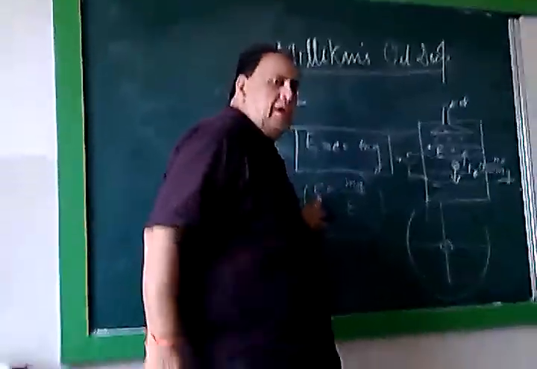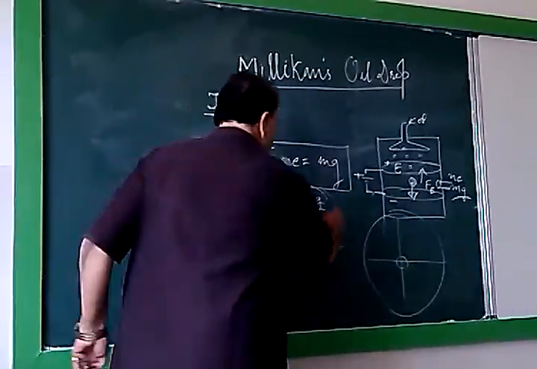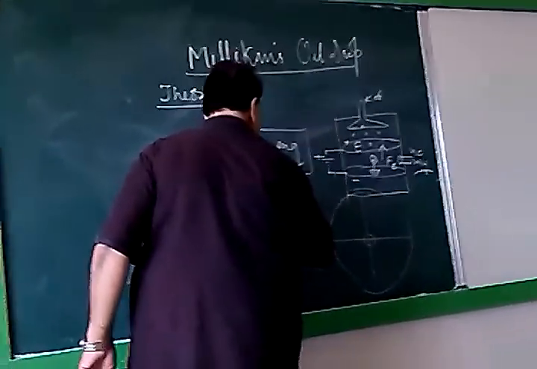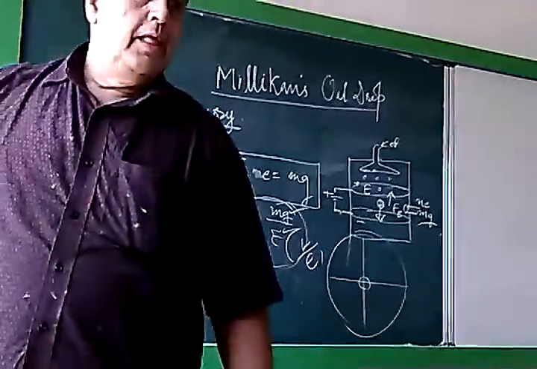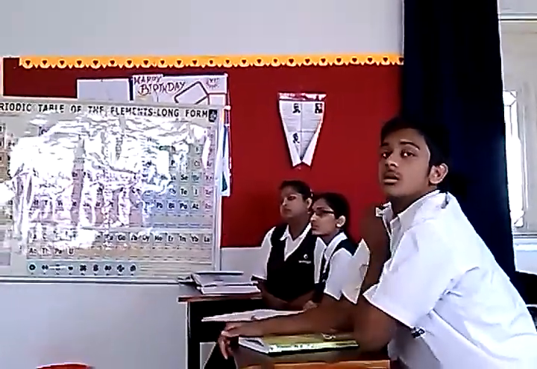If there is one electron, how much will it come to, 10 raised to the power minus? What are we finding from here? In the Millikan oil drop technique, we are finding e. How do we find mg? E you can find. E is equal to V by L, the voltage divided by the length. g you know. How do we find the mass of the droplet? Using this equation only. Now I will tell you a very, very important concept.